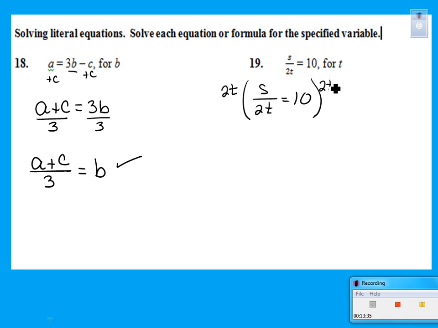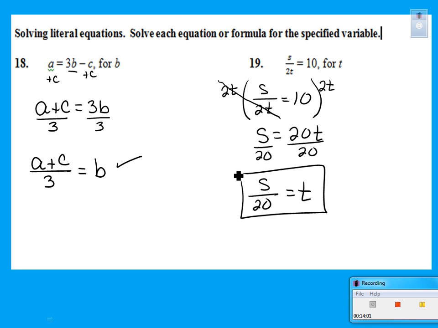Here's what's going to happen. This 2t and this 2t divide out. So on the left-hand side, I've got s equal 10 times 2t is 20t. Now the fractions are gone. Now we're going to solve for t, so I need to divide both sides by 20. So my answer, s over 20 equal t. And then we got it.